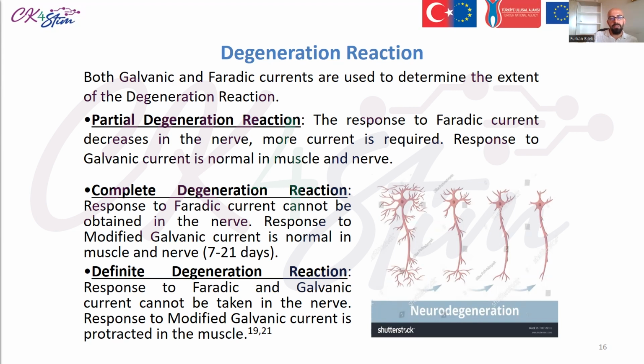Degeneration reaction, you can see another model. I will tell a little bit. Partial degeneration reaction: the response to faradic current decreases in the nerve, more current is required. Response to galvanic current is normal in muscles and nerve. Complete degeneration reaction: response to faradic current cannot be obtained in the nerve. Response to modified galvanic current is normal in muscles and nerve. Definite degeneration reaction: response to faradic and galvanic current cannot be obtained in the nerve.